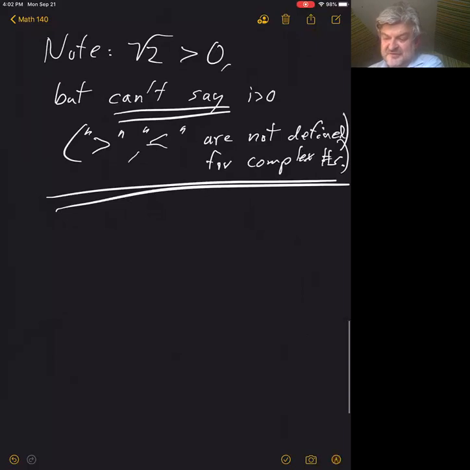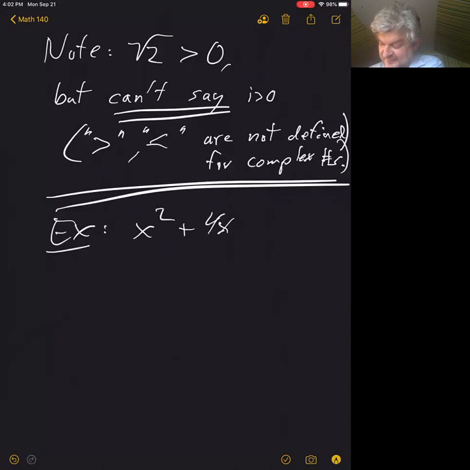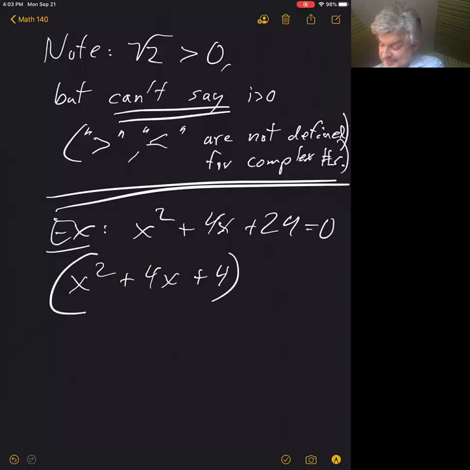But now let's solve a couple quadratic equations, at least one. x squared plus 4x plus 29 is 0. We're going to solve this. We could complete the square. We could apply the quadratic formula. So let me complete the square. x squared plus 4x plus 4. How much of 29 is left? 25 is left.